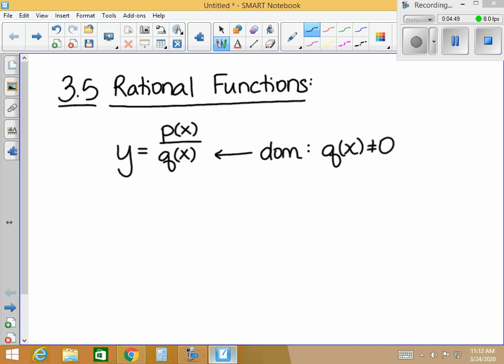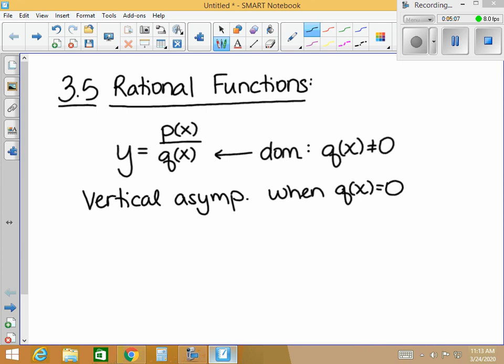Okay. Our vertical asymptotes, vertical meaning an up and down line. If there are going to be any vertical asymptotes of our function, they are going to happen when the bottom is 0. But the top cannot be 0 at that same value. Vertical asymptotes happen whenever the bottom is 0, but the top is not.